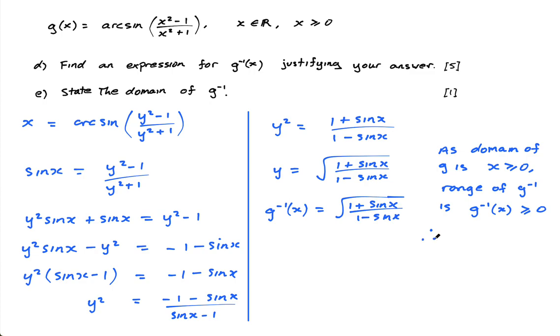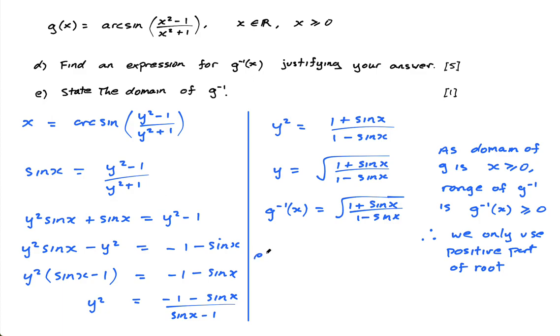Therefore, we only use the positive part of the root. That's just important, guys, that the g minus 1 of x is this, but you can't use the negative part of the root because the range of this function has to be bigger or equal to 0 because the domain of this function is bigger or equal to 0. And then we have to state the domain of g minus 1.